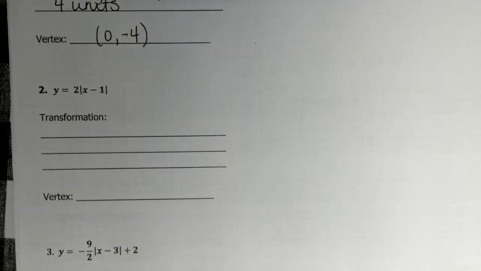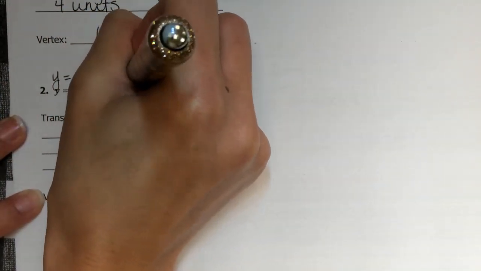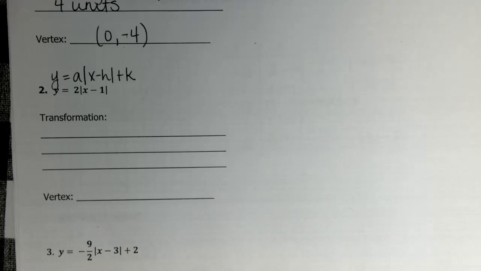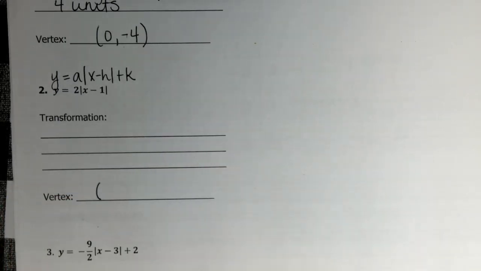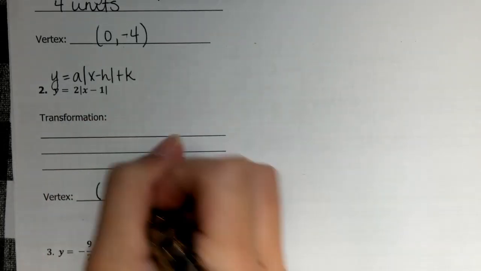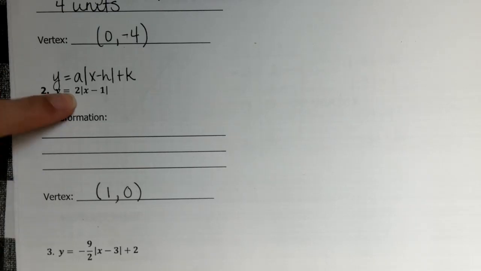Okay. So then my next one, if you need to do your a times x minus h plus k to line it up, you can. For my vertex, what's my h? Okay. It's the opposite of, so it's just 1. Do I have a k? No, so that's 0. Okay, then my transformation. I have a 2.